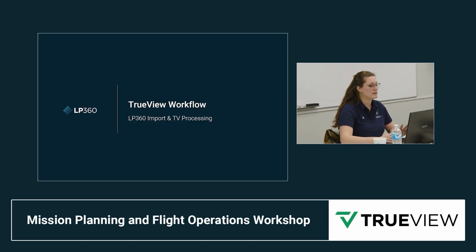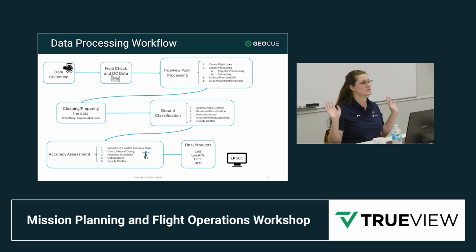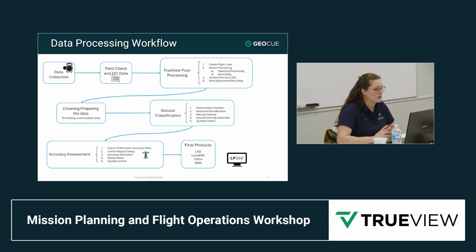Now, to get a general breakdown of our workflow, we do have this nice little graph here that takes us through data collection all the way to our product deliverables. So of course, yesterday we talked about field checking our data, and then we went into the TrueView post-processing steps. That's where we created those flight lines, that's where we generated our point cloud, did our trajectory, performed strip alignment to refine that point cloud, and then we did our accuracy estimation.